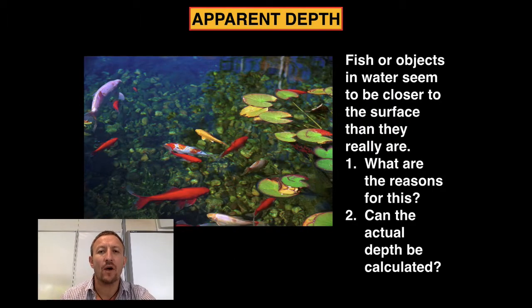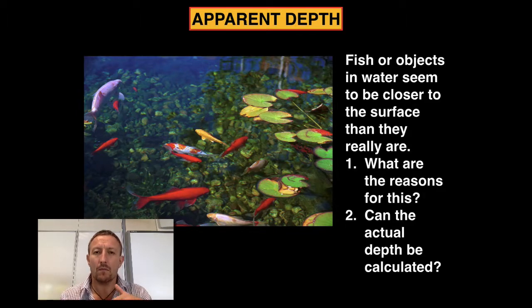Now, have you ever wondered that when you look into a fish pond and you look at the fish swimming around, or you look at the stones at the bottom of the pond, they always seem to be a lot closer to you than they really are. And if you went to try and grab a fish, you'd actually miss it. Firstly, because the fish would swim away, and secondly, your perception of where the fish actually is to where the fish really is, there is a difference.